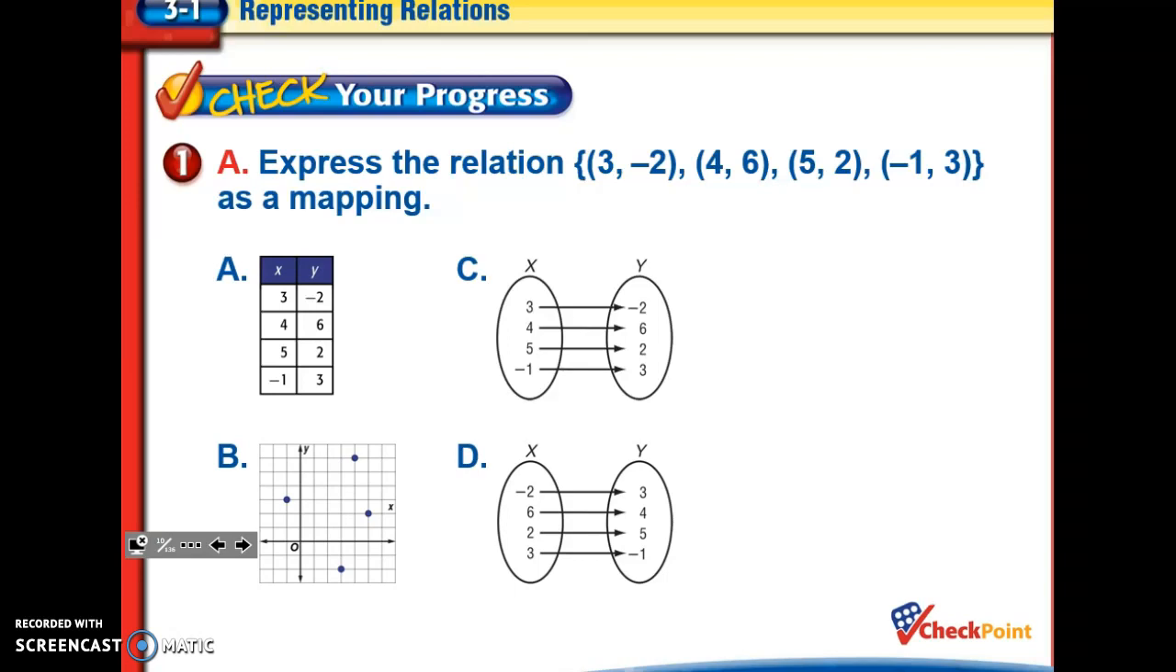All right, let's think about this problem. Express this relation as a mapping. Well, you can eliminate A and B because they're both not maps. So let's look at C and D. Which one is showing the correct mapping of the relation above? If you said C, you were correct. 3, -2, 4, 6, 5, 2, -1, 3.